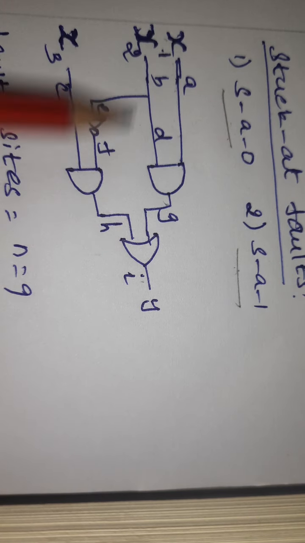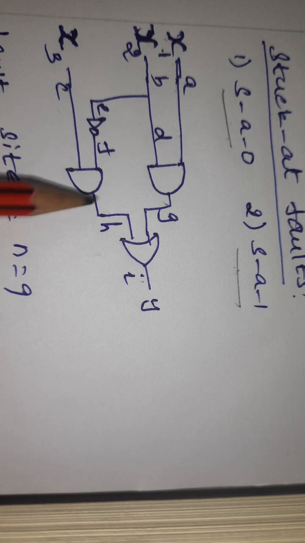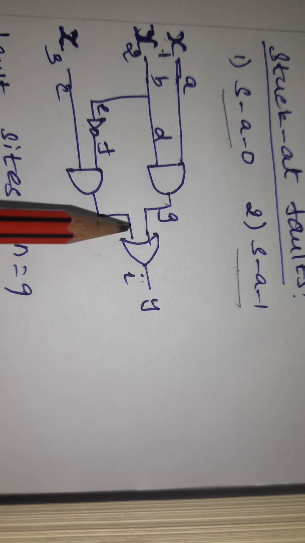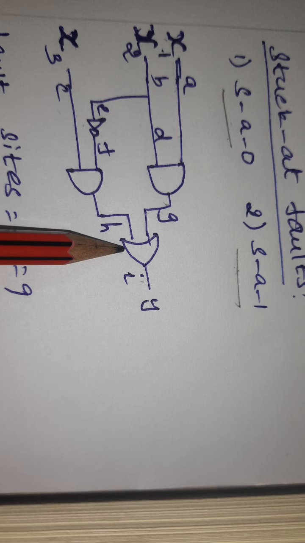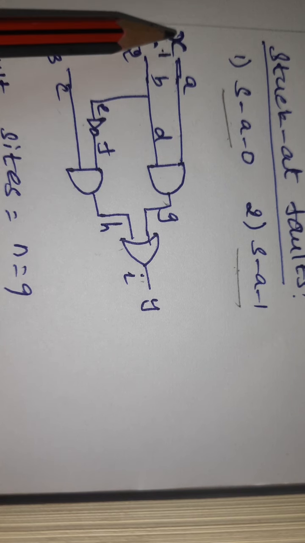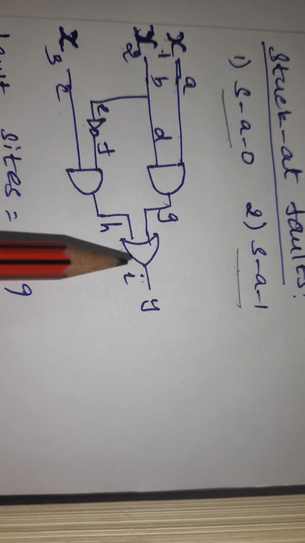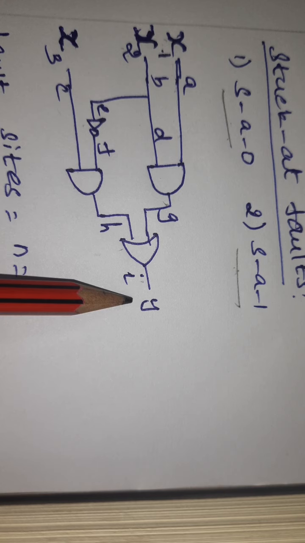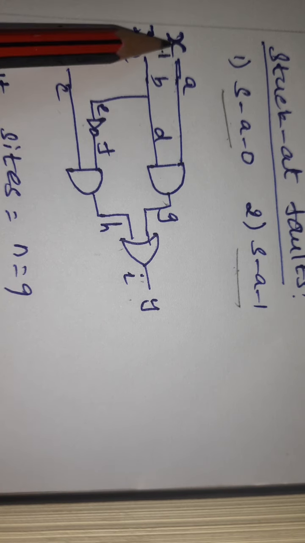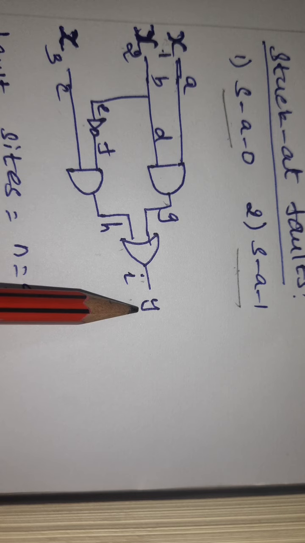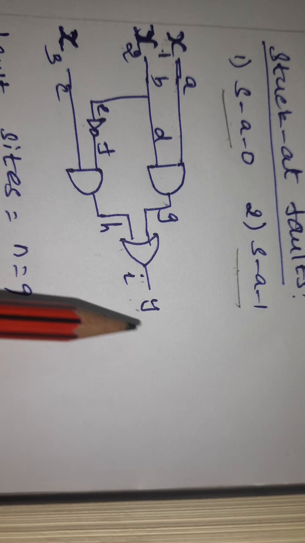Consider this circuit. This circuit has 2 AND gates, 1 inverter, and 1 OR gate. Totally it has 3 inputs, named x1, x2, x3, and only one output, named y. This is a primary input, and this one is named as a primary output. From this circuit, first you have to calculate the fault sites present in it, how many fault sites are present in this circuit.